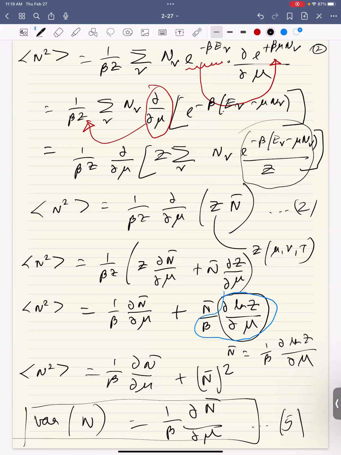I earlier said that variance and fluctuations are second derivatives of the log of the partition function. This looks like a first derivative. How do I get a second derivative from this? I have to put in the expression for n bar, right? So I can go one step further. Let me write down this equation again on the next page.